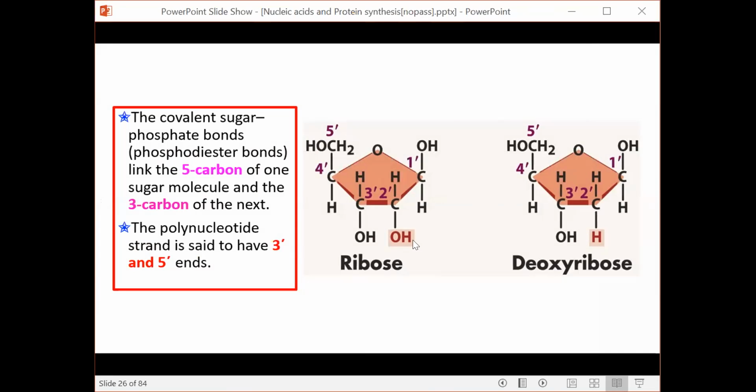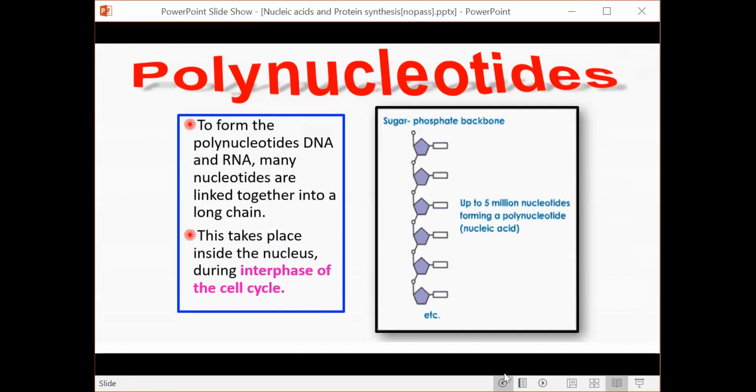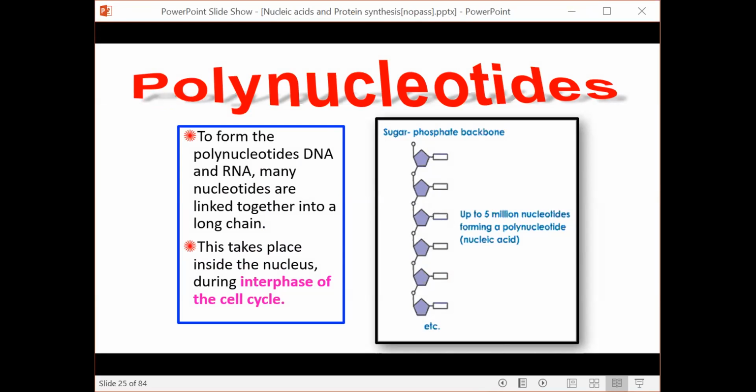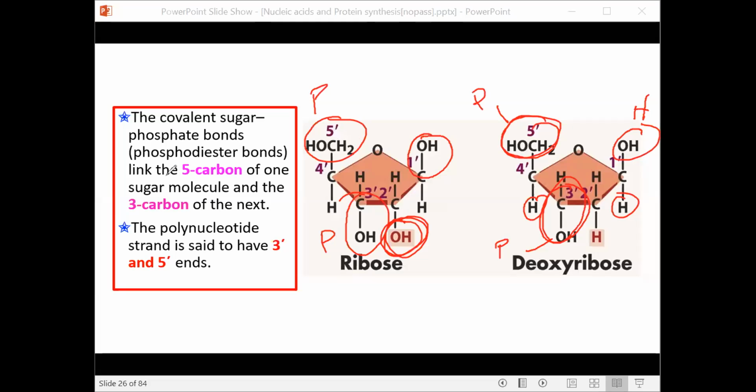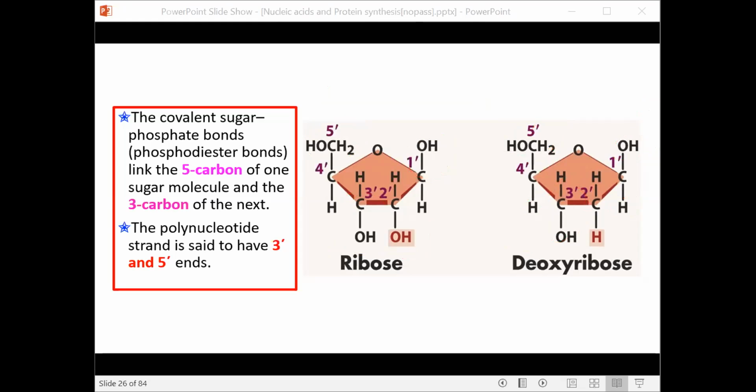Now over here, the difference is in the second carbon OH. Previous slide, which one? This one? Okay. So these two are involved. I think we have discussed this. So now I'll go ahead.